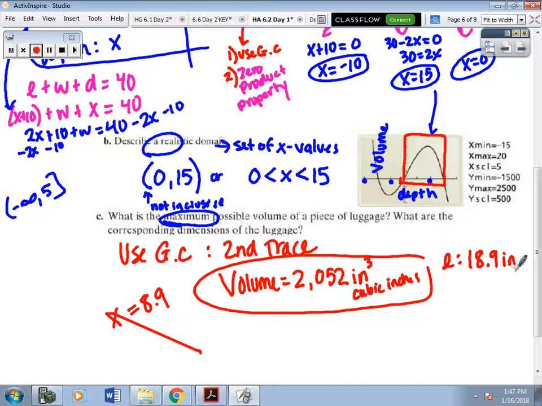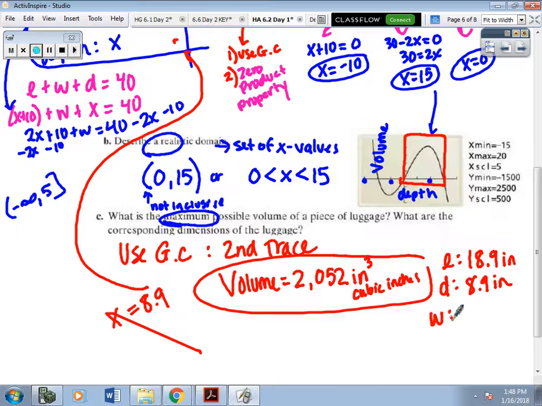And that's just regular units. Again, all you're doing, and I can't fit this on the board, is you're plugging this all back in up here. Okay? Your depth was just x, so that's just 8.9. And your width, you can calculate the width for me. 12.2.